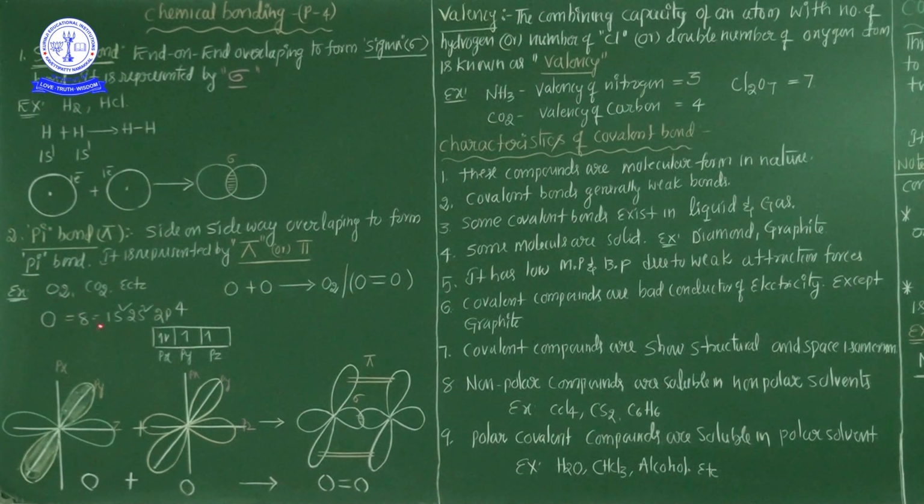Oxygen atomic number 8: 1s2, 2s2, 2p4. Now, the 1s orbital is satisfied with 2 electrons, and the 2s orbital is also satisfied with 2 electrons. But in 2p4 there are 4 electrons: one pair of electrons, and the remaining 2 are unpaired. So in the py orbital, one unpaired electron is there, and in the pz orbital also one unpaired electron is there. This py orbital and pz orbital are involved in the overlapping to form the double bond.